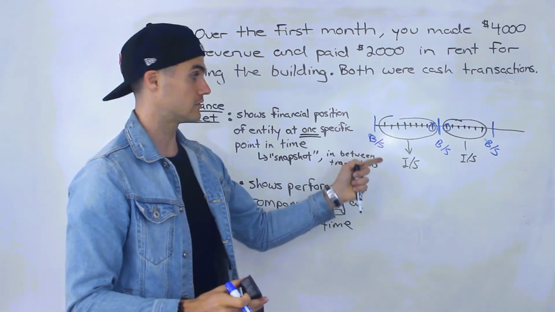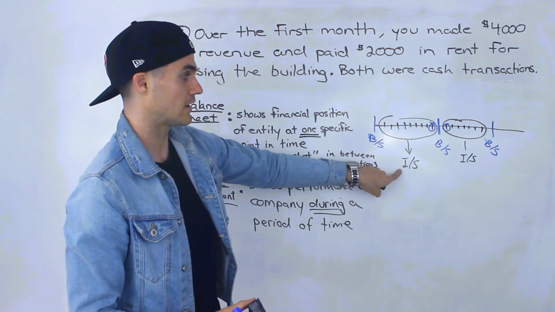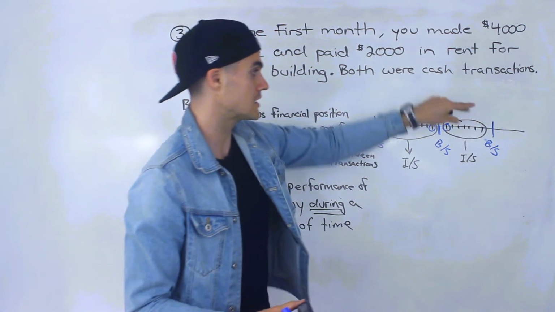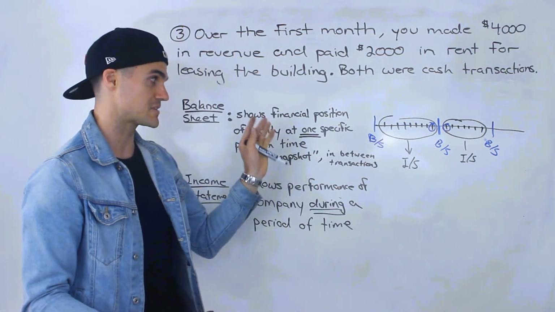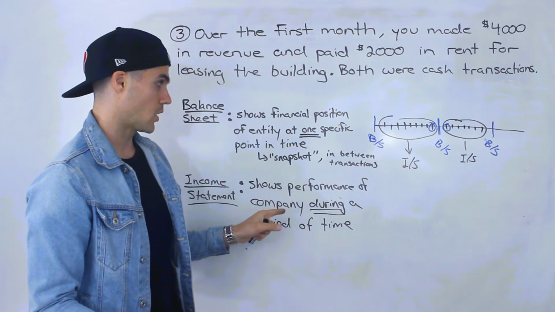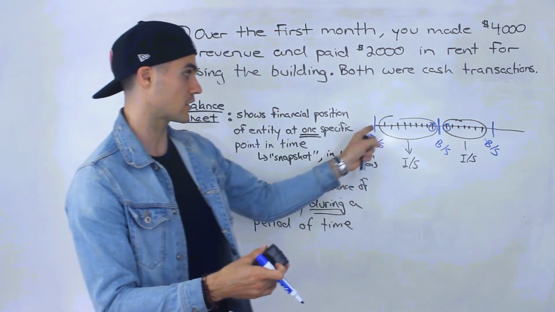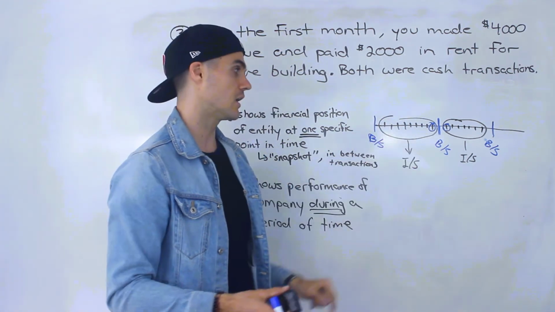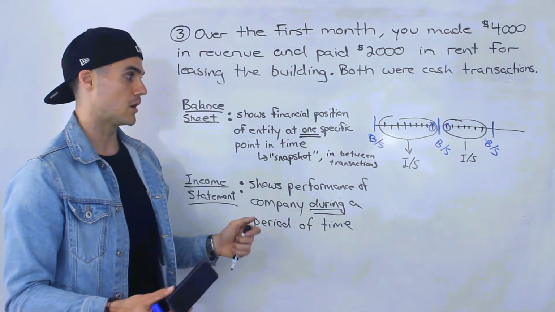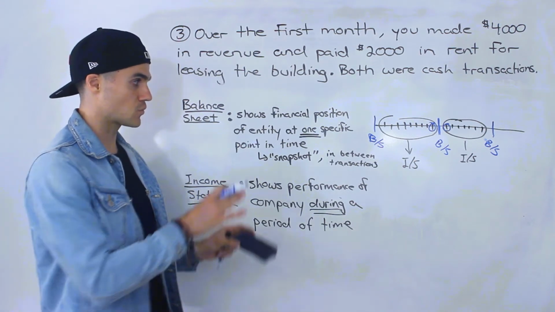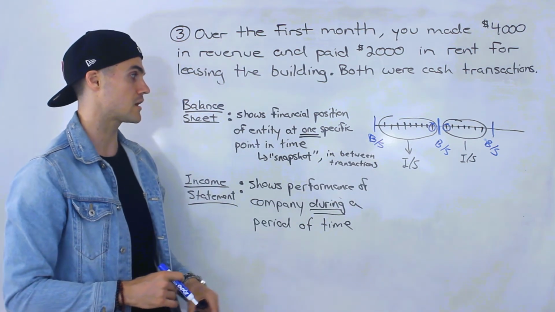That's what we were doing before. With these transactions, we kept on updating the balance sheet. But now we're putting the transactions on an income statement, and the balance sheet is going to be updated periodically only. It's going to be at specific single points in time, while the income statement is grouping the transactions or showing the performance of a company during a period of time. And I haven't gone through the actual format of an income statement yet, but we're going to do that soon.